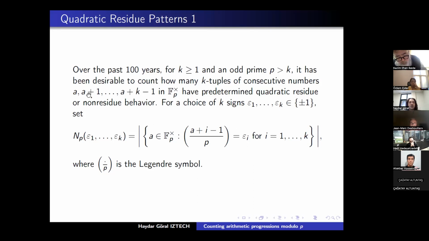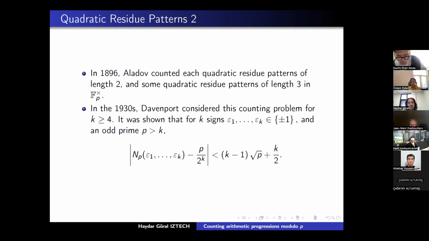For example, you can consider tuples of length k such that all of them are quadratic residues. So a is a quadratic residue, a plus 1 is a quadratic residue, and a plus k minus 1 is a quadratic residue. But actually, this is an arithmetic progression, right? So you have an arithmetic progression in squares, and your jump here is 1. Okay. And for example, Aladov counted these quadratic residues when the length is 2 or 3.